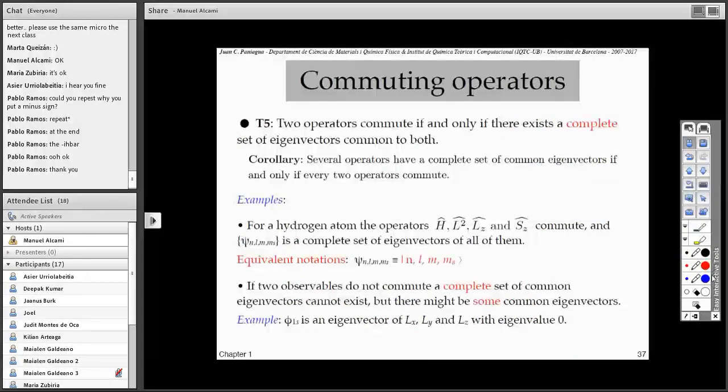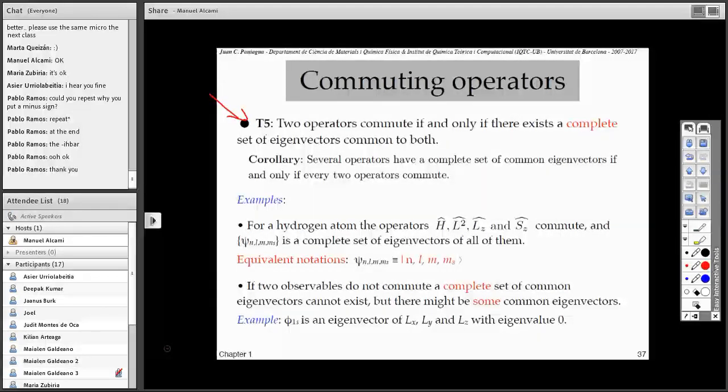Well, commuting more theorems. I don't bother with the demonstration of the theorems in general because they are in every book, but I only want to recall the main properties of theorems that we will need. This is probably very well known by you. Two operators commute if and only if there exists a complete set of eigenvectors common to both.